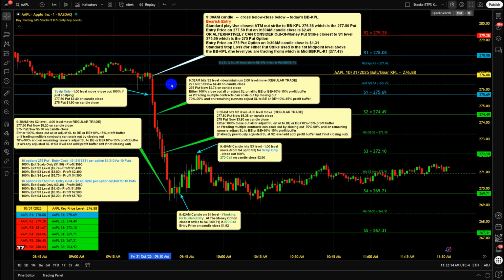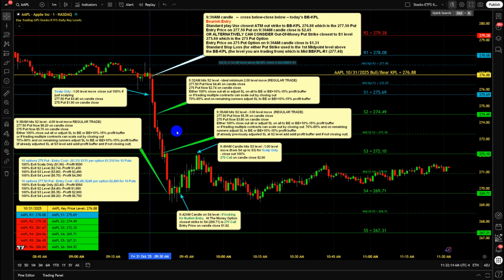So the ideal is 2 levels. The minimum on a regular trade is 1.5 levels. Everyone has a different trading style. We can just show you what the strategy is. If you prefer just to do it in 1 level increments, that's your prerogative. But it does start at the 1.5 level move as far as being the minimum.